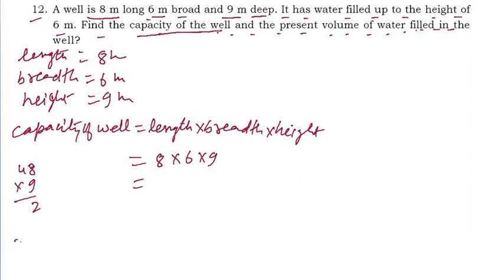So 7 is carry, or 9 fours are 36, and 36 and 7, that is the 43. So that one is the 432 meter cube. So that one is the answer.